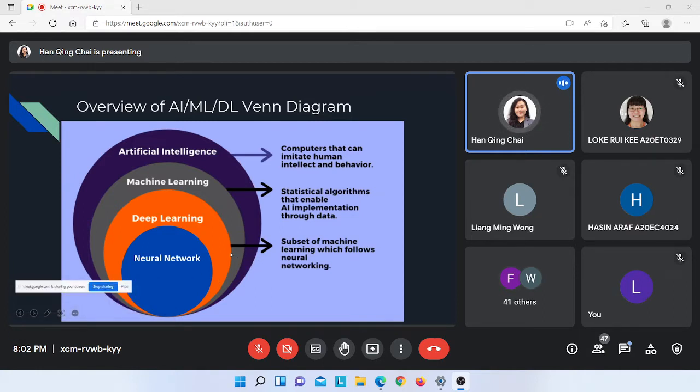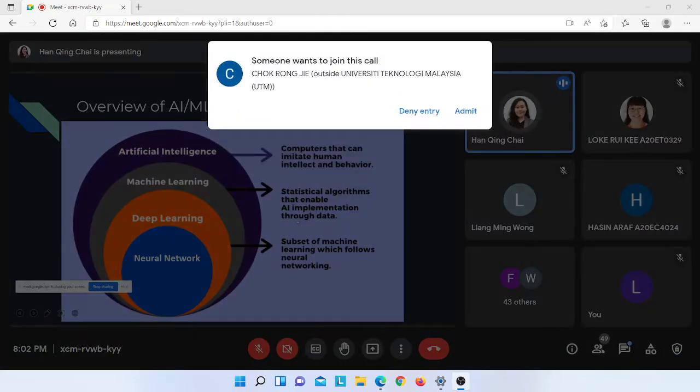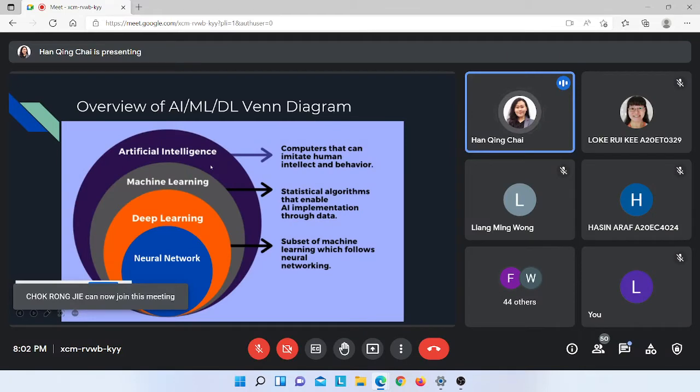Let's put this into simpler terms. A neural network is part of deep learning, right? Deep learning is something that has more layers of these neural networks. And machine learning is something we call statistical algorithms that enable the AI to make use of the data. And what is artificial intelligence, and most importantly, why do we call it artificial intelligence?